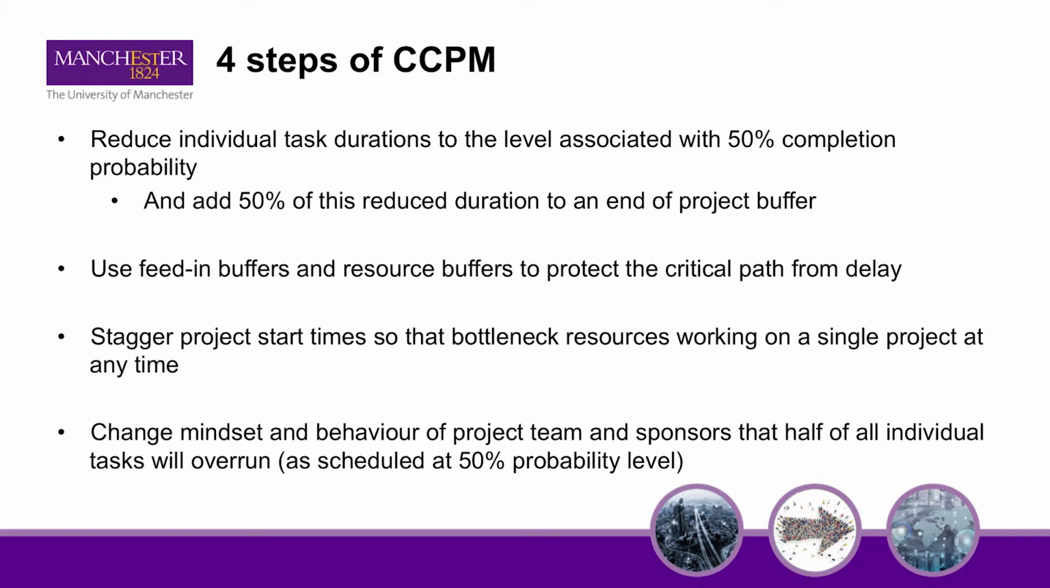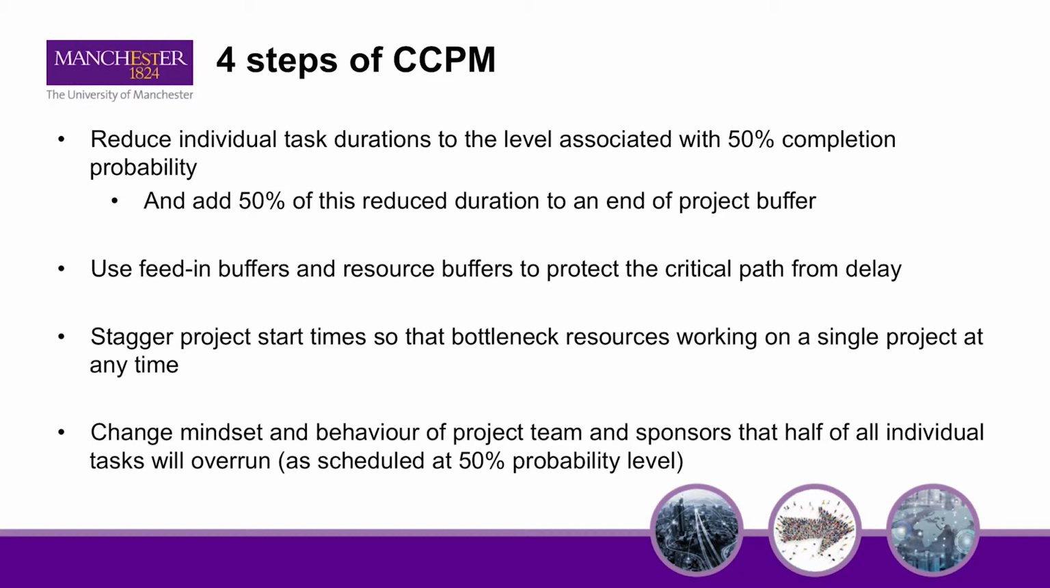We can also use resource buffers to add in additional buffers where scarce resources are needed for a particular task. These are used to add additional time at each activity that precedes a scarce resource task, thus maximising the chances of that task being finished before the scarce resource task is required. In critical chain project management, project start times are staggered so that our scarce or constrained resources are only working on one task at a time.